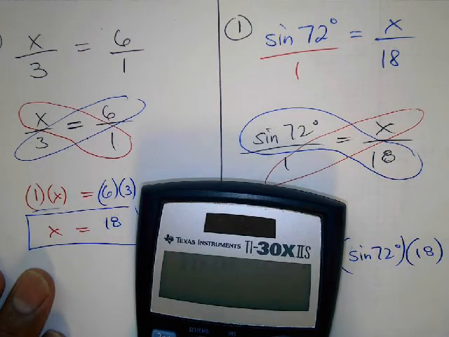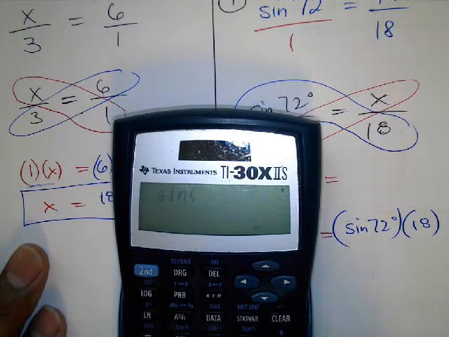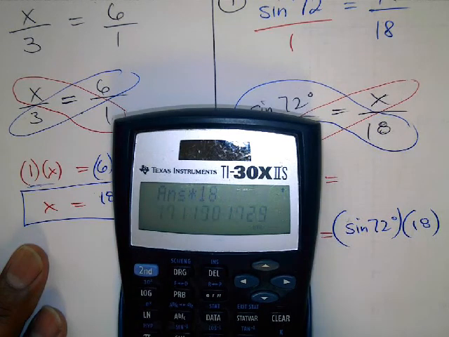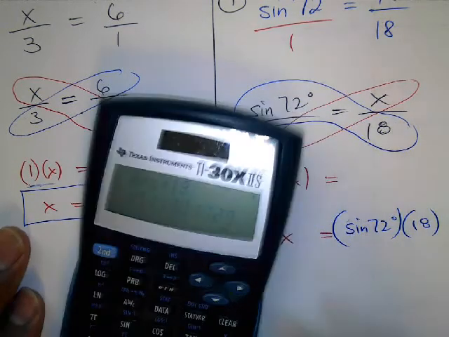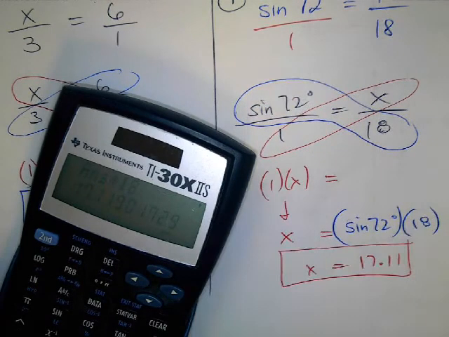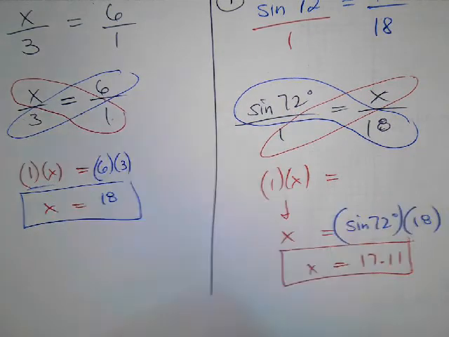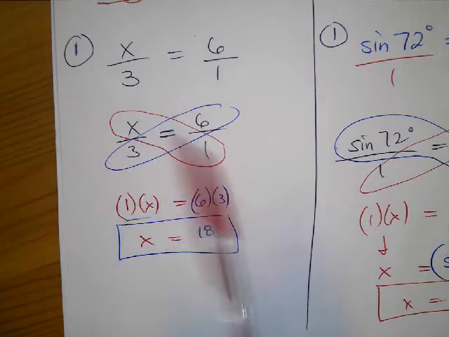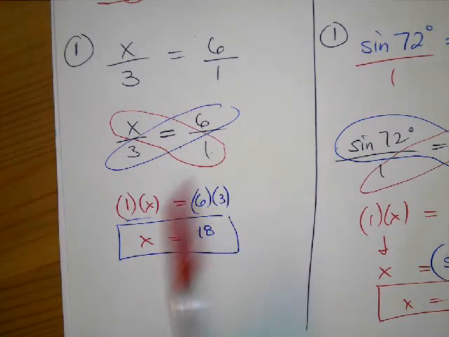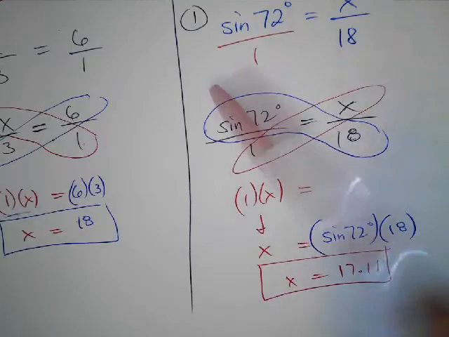Let me make sure this is correct. Sine of 30 has to give me 1/2. Okay, it's good. So sine of 72, get the answer for that, and then times 18. 17.11. Okay, these are the easy ones. This is what I'm telling you. These are the ones you've done before, where when you cross multiply, it'll be like 1 times x, and x will already be alone, right?